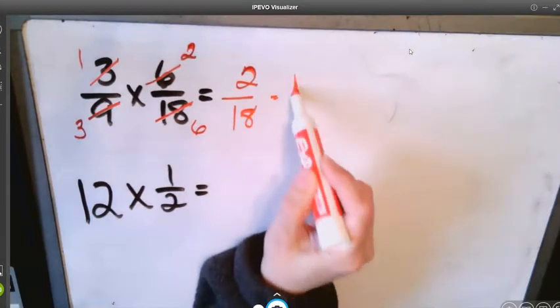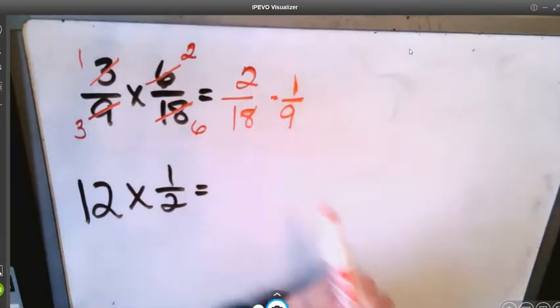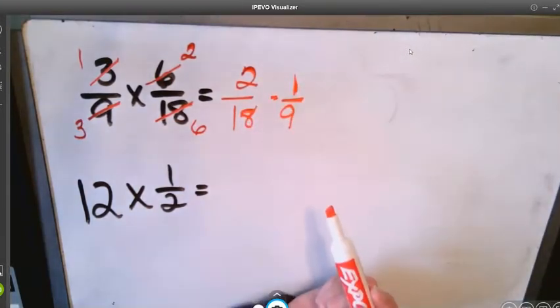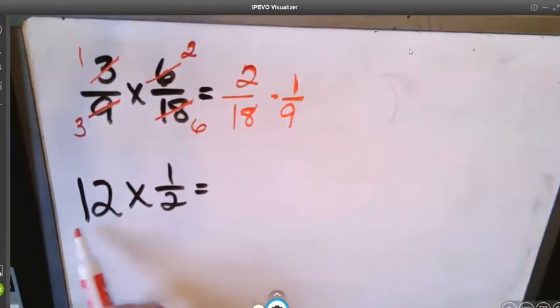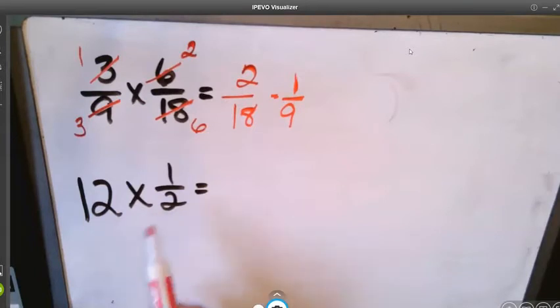And then I would need to reduce that because those are both even numbers. So 1/9. Now let's look here. Let's say we have a whole number times a fraction. We are going to make that whole number into a fraction by putting a fraction line and a 1.